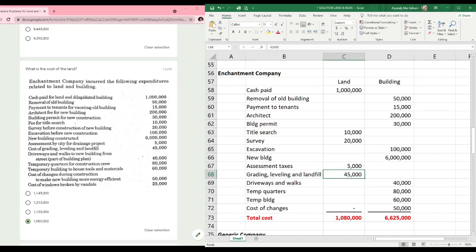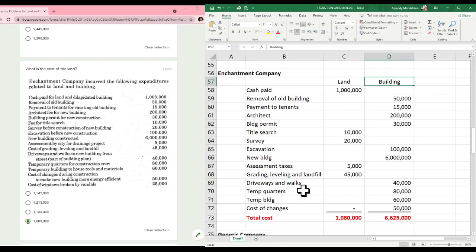Driveways and walks to building from street, which is part of the building plan. So let's take note that in the case of driveways and walks, these are generally land improvements. But if that is part of the blueprint or if that is part of the building plan, that is when you account it as cost of the building. Okay? In this case, it is part of the building plan and it is specifically stated. So, we put it under the building.